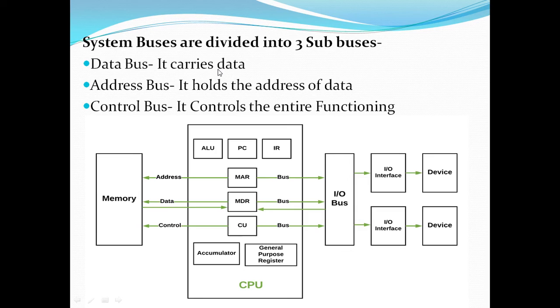The data bus, as the name itself suggests, carries the data. The address bus holds the address of the data, from where the data is coming and where it will go. Every data address will be transferred using the address bus. The control bus controls the entire functioning of the computer, or we can say the CPU, which is the brain of the computer. So the brain controls all the devices altogether.